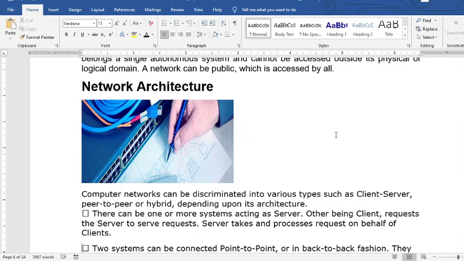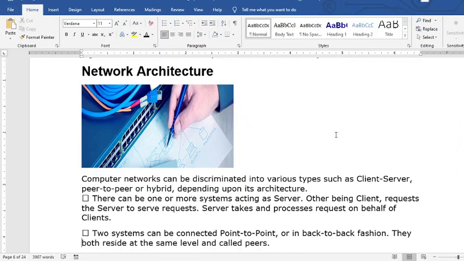So network architecture actually bears what we call a form of security. The limitation of the clients' or the users' level should be determined by our architecture.